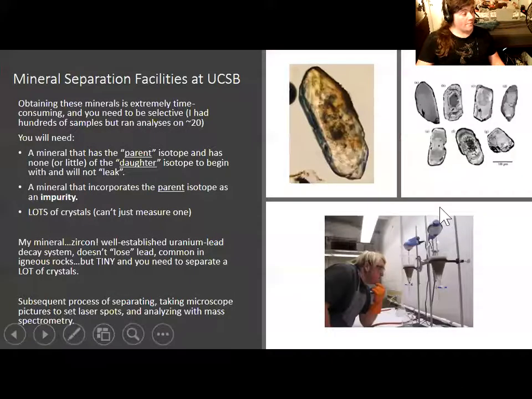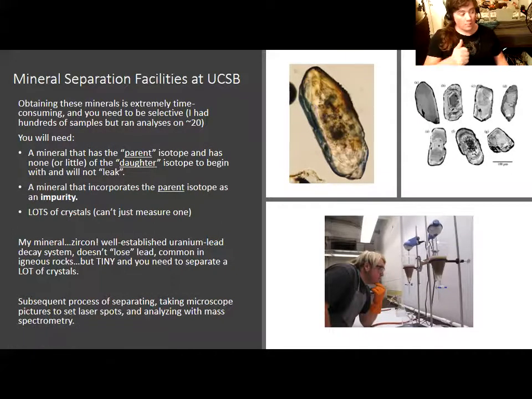Now, at UCSB, we actually have quite a few facilities set up for obtaining these minerals. So actually this particular mineral, zircon, is the one I worked with for my Antarctic rocks. And what you need is a mineral that's durable. This mineral holds up very well to erosion. You need one that's going to incorporate the parent isotope, aka the radioactive isotope, but will hopefully not take up too much of the decay product, in this case lead. And you need a lot of crystals.